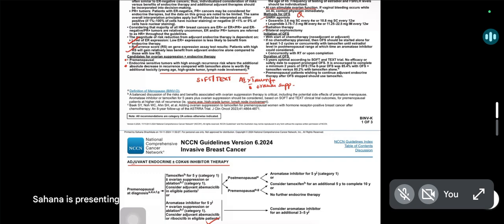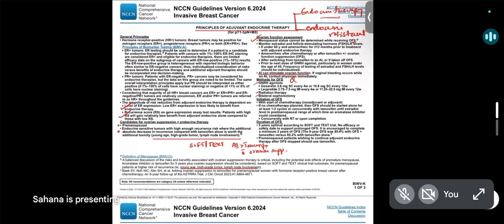Okay, somewhere they've written it has to be done before starting your GnRH, and prior to the next dose of GnRH agonist, particularly in women under 45 years. Frequency of testing of estradiol and FSH should be individualized. So you have to serially assess their ovarian function.